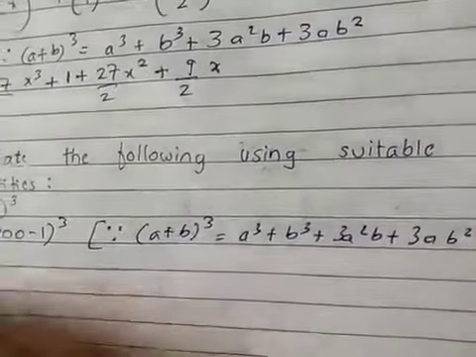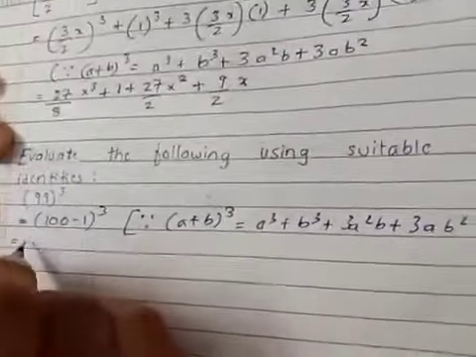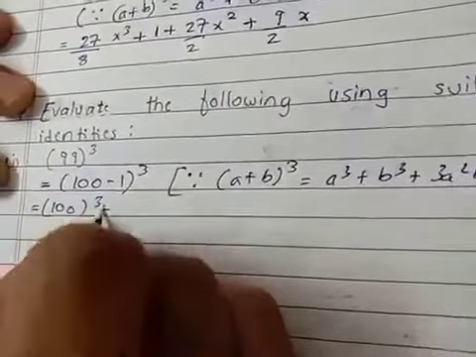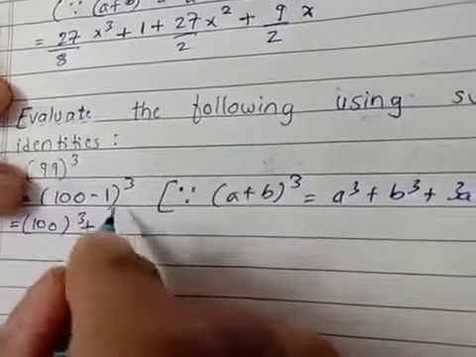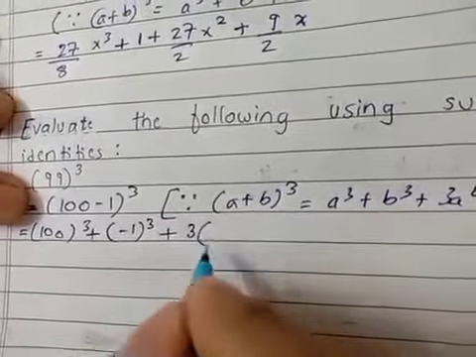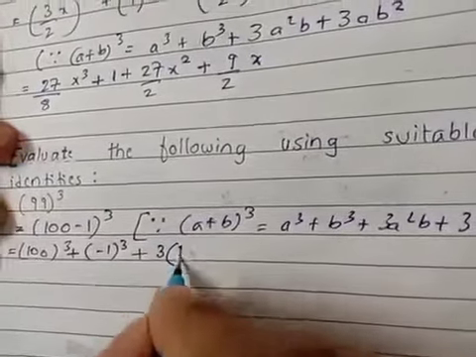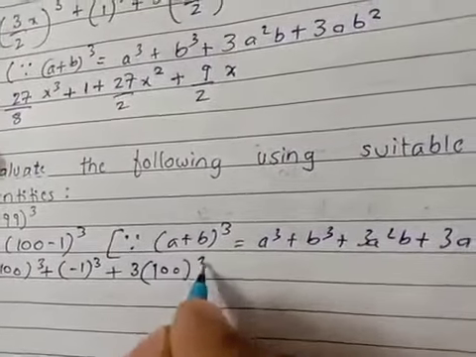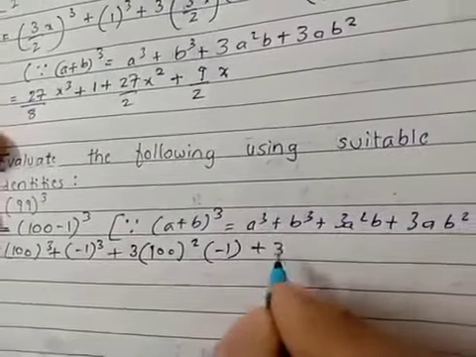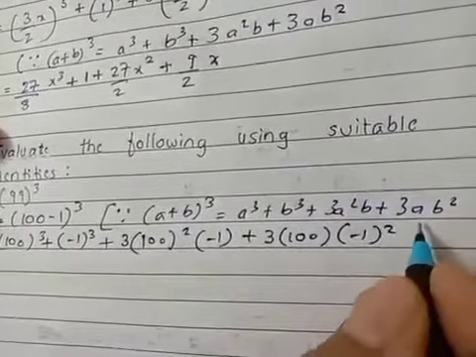So now if you open this bracket, what will it be? 100 cube, plus, what is b over here? Minus 1 cube, plus 3a²b. So what is a? 100 square, b. What is b? Minus 1. Plus 3ab². What is a? 100. And what is b? Minus 1 square.